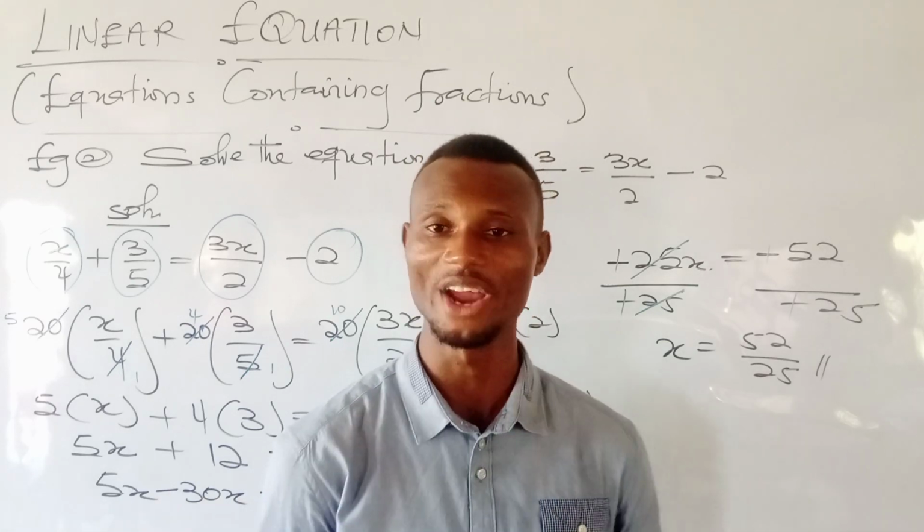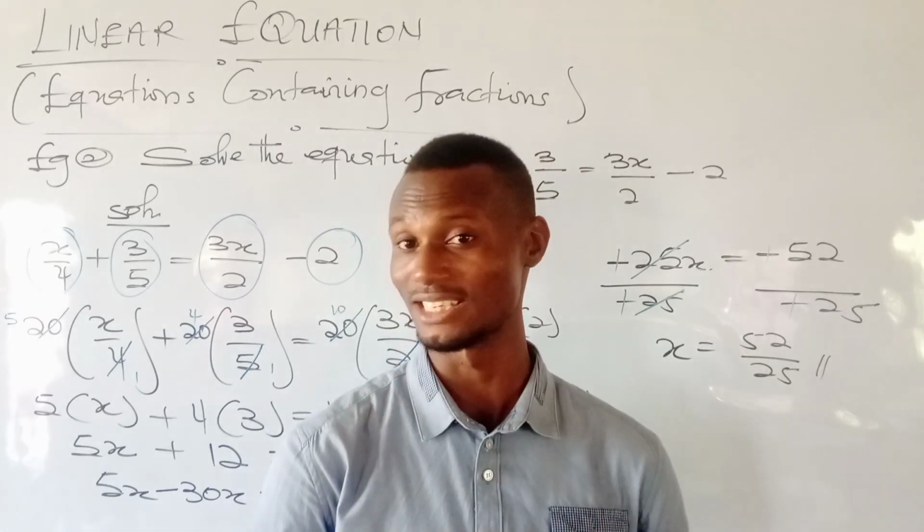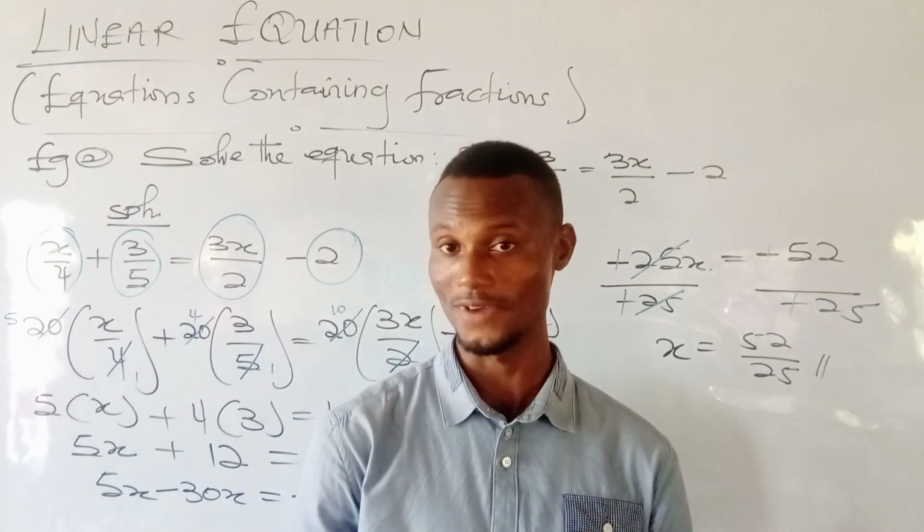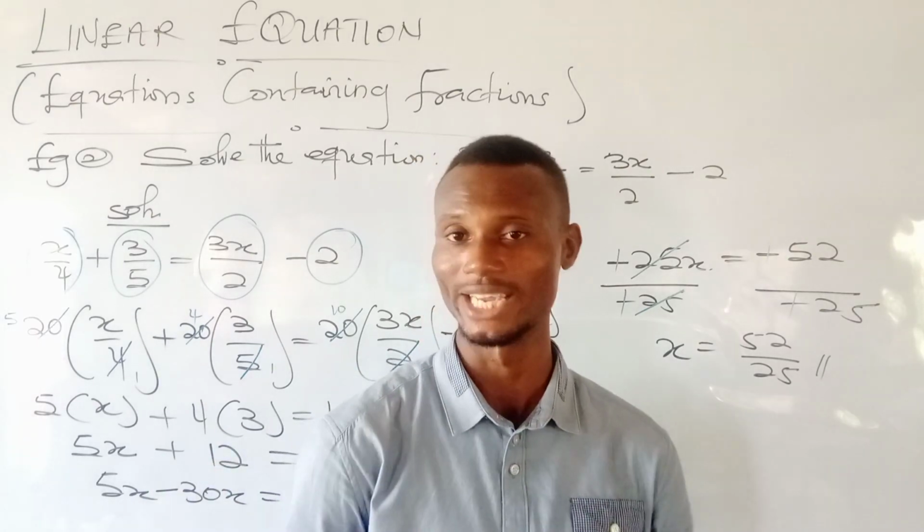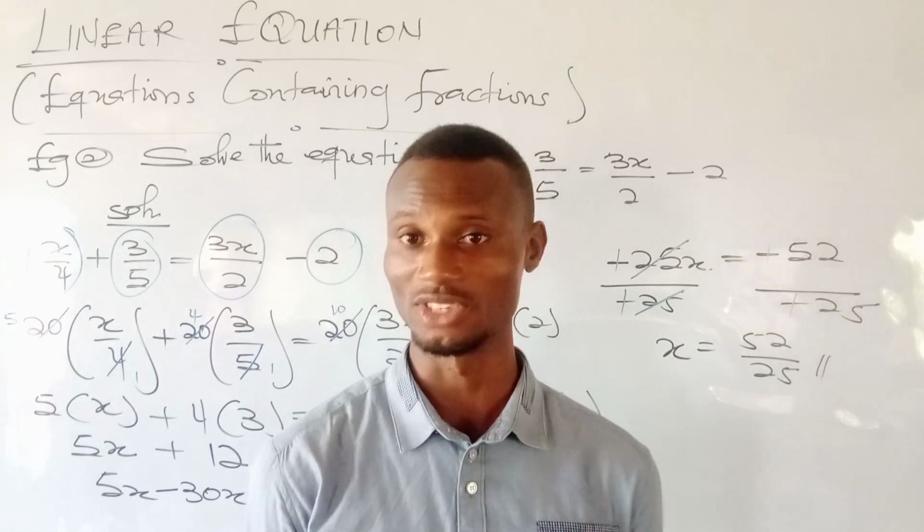So this is what to do when you have an equation that contains fractions. So first you multiply through by the LCM. Then you go through the normal process.